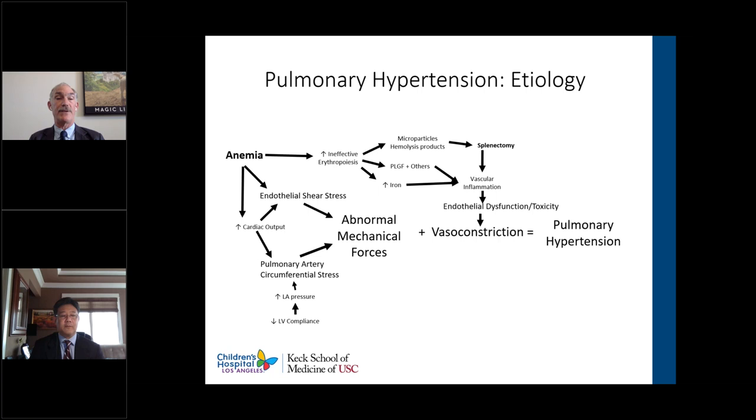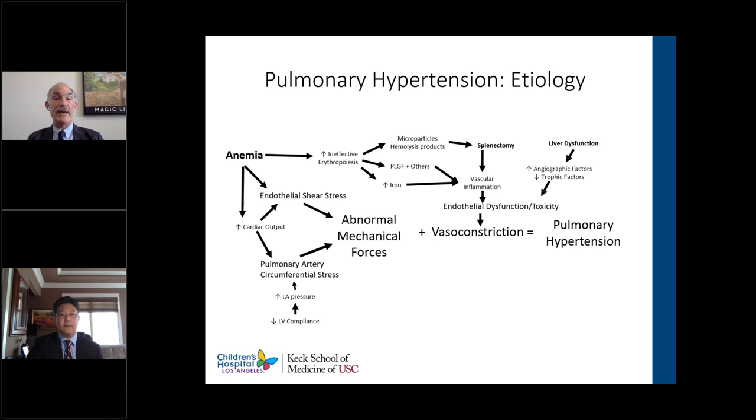The ineffective erythropoiesis releases three toxic substances to the vasculature. The first is that it promotes iron absorption and circulating iron, which is toxic to vascular endothelium. The second is that placentally derived growth factor promotes macrophage recruitment and vascular inflammation. And the third thing is that red cell fragments and microparticles, many of these contain heme or hemoglobin within them, which is a powerful vasoconstrictor. Fortunately, the spleen cleans up most of those, but if you're splenectomized, those pass on to stress the pulmonary vascular endothelium.